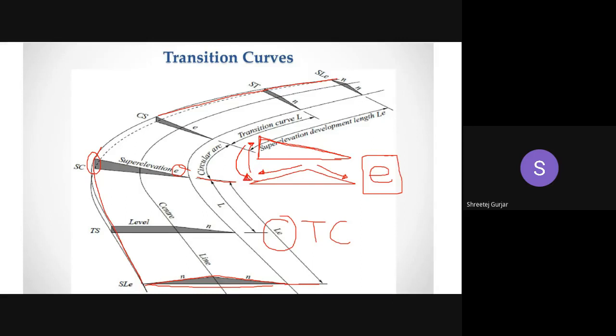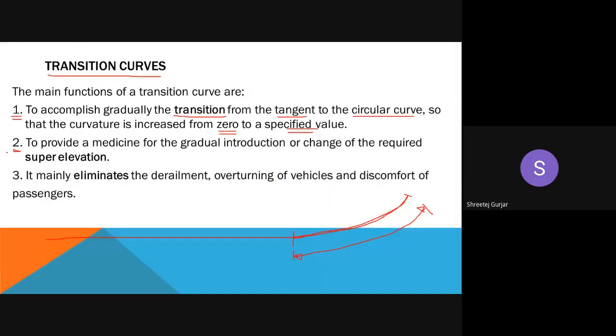Okay, I think you have not studied super elevation, but you will study it in your further semesters. This is a very interesting and very important concept, super elevation, which you will learn in your transportation subject. Okay, so the basic idea, I hope it is clear, of super elevation and why we need to provide a transition curve at a curve. So that is the second point, telling us to provide a way for gradual introduction or change of the required super elevation, right?